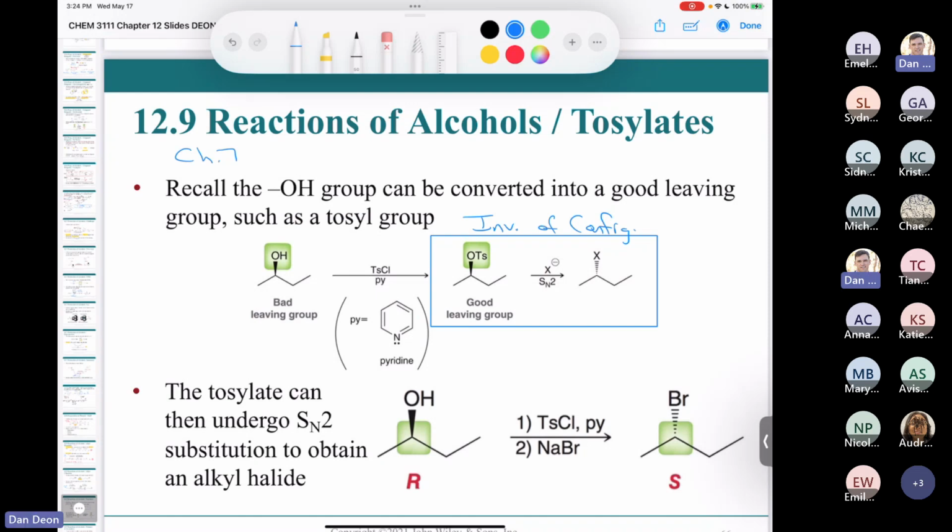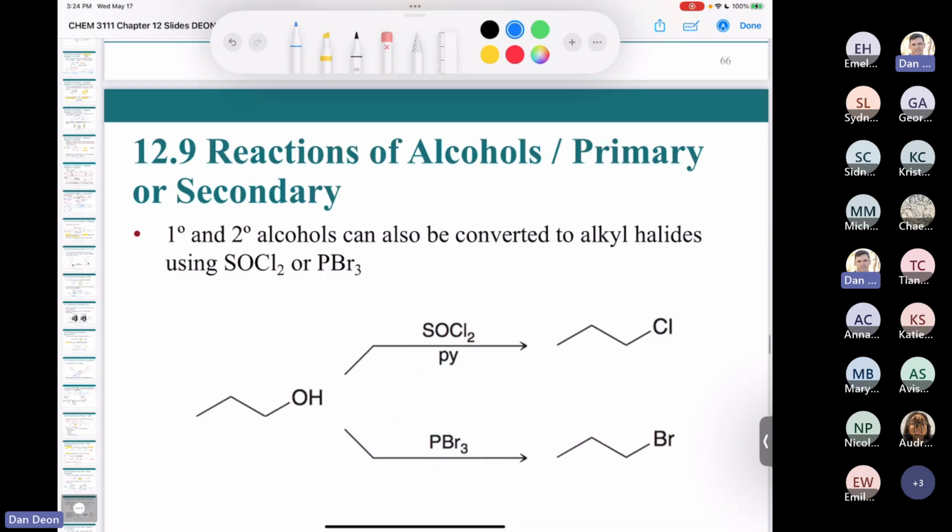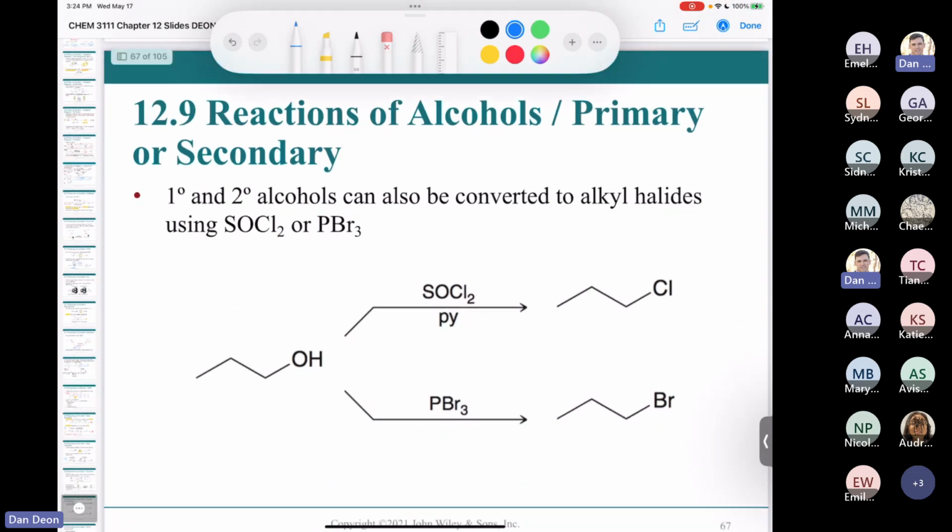Okay, if you're anxious for something new, let me give you something new. These are two brand new reactions. My first office mate I had in the pharmaceutical industry was a huge fan of this reaction here. He loved to use it for everything. But anyhow, we do have other options to convert primary and secondary alcohols into alkyl halides. Not tertiary, we'll cross that out.